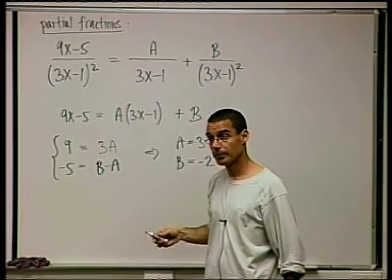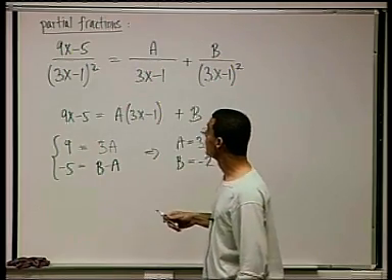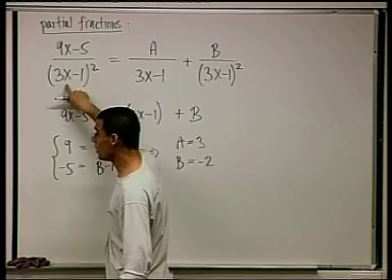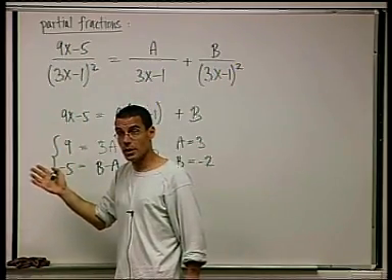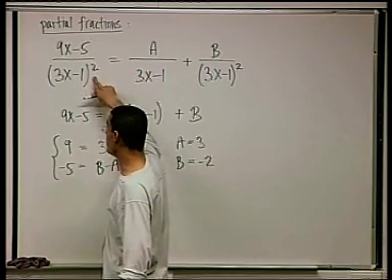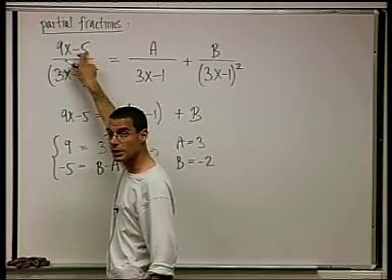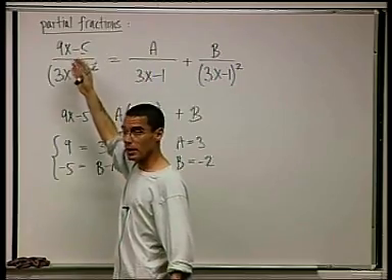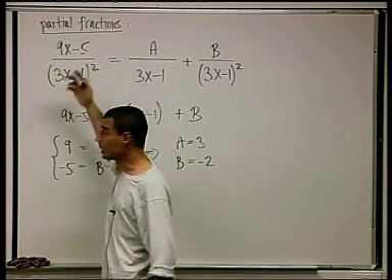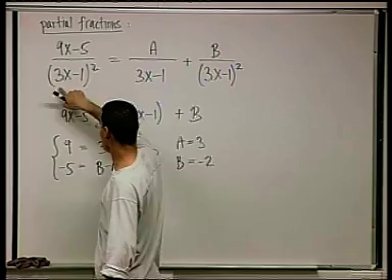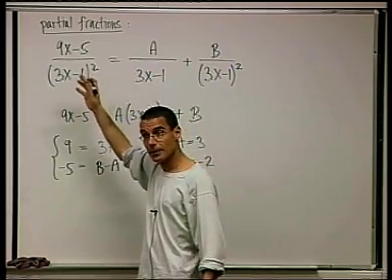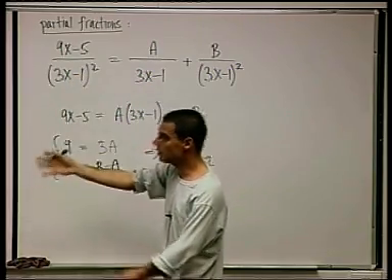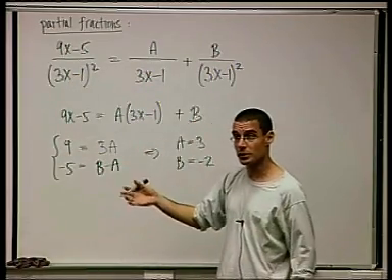Can the numerator be nonlinear? No, it's only polynomials. If we're taking the bottom of degree 2, the top has to be of a lesser degree, so it can at most be of degree 1. What can happen is that you can have more factors on the bottom, and then the top can have higher degrees, and then you just do the same thing. That's what I said before.